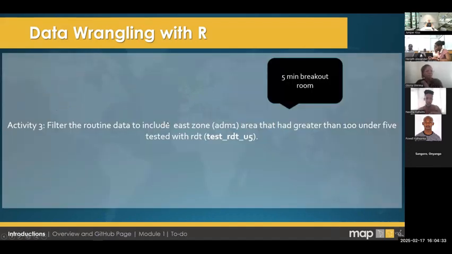And maybe Neema, now you can share your screen and show everyone how to filter the DF, on the name that you gave, to include admin 1 only East and also greater than 100 of the test RDT under 5. So those are the 2 conditions with the AND. Can I stop sharing and you share?